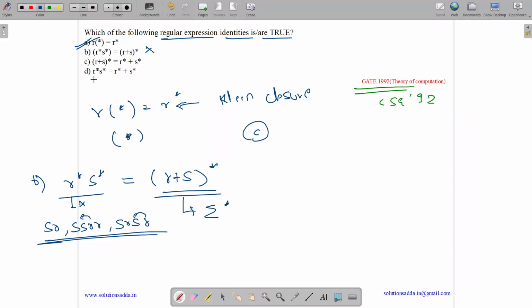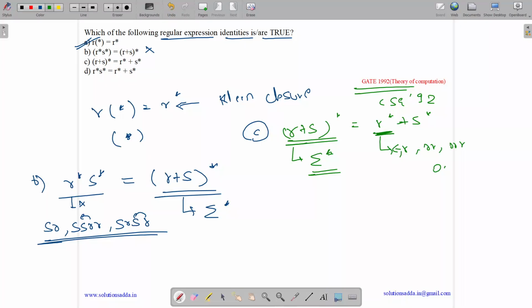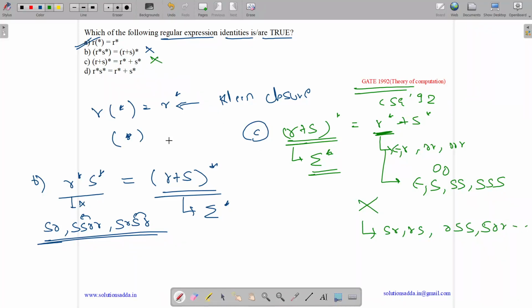Let us see option C. So option C is R plus S whole star equals R star plus S star. So the LHS is sigma star, which means all the possible strings over R and S, and RHS can generate only strings containing any number of R, like epsilon, R, double R, triple R, or strings containing any number of S, like epsilon, S, double S, triple S, but it can't generate strings which have a combination of R and S, like SR, RS, SRS, SRR, etc. So these are not equal.